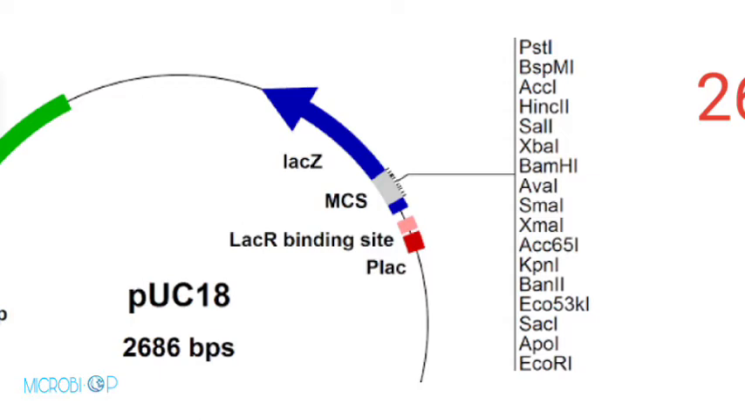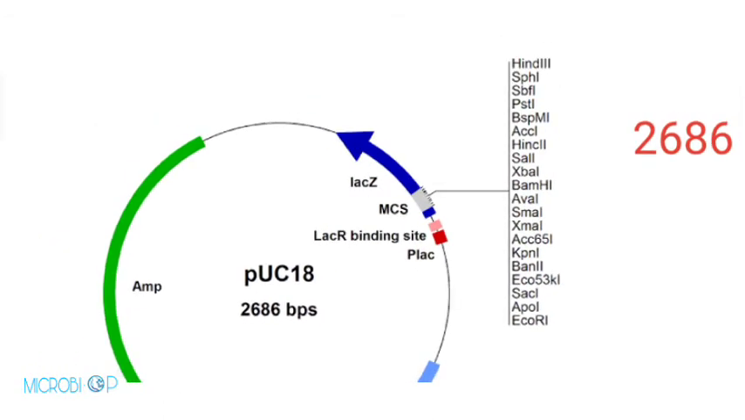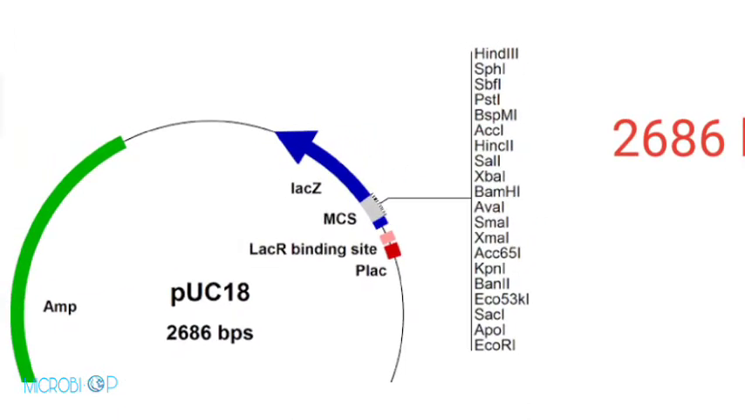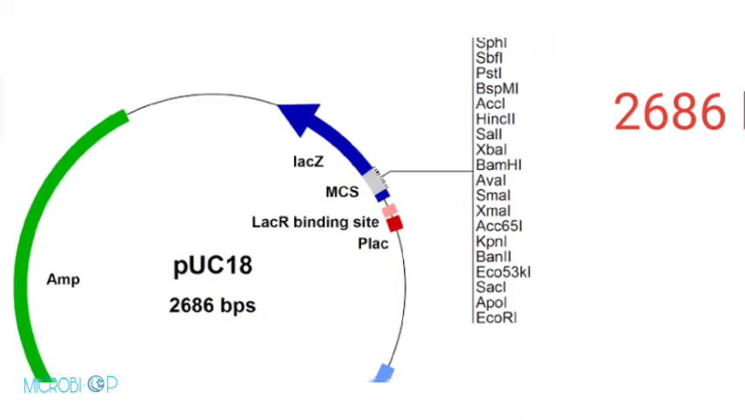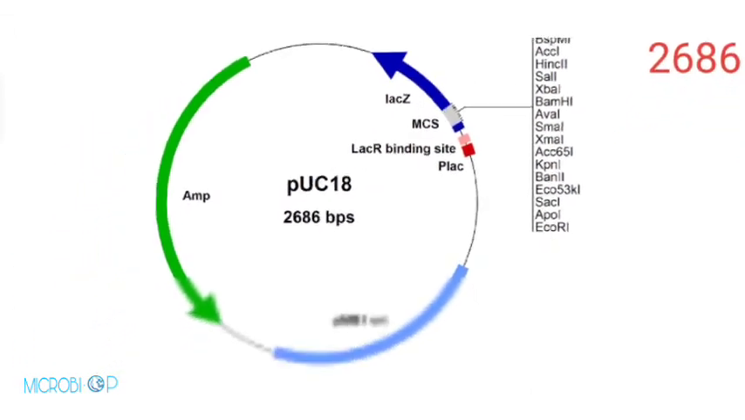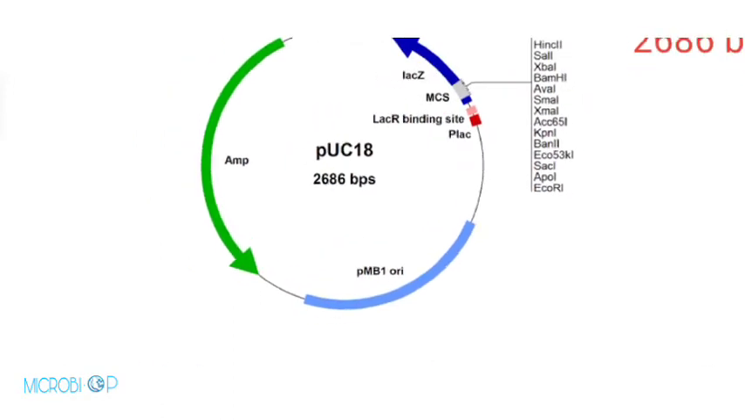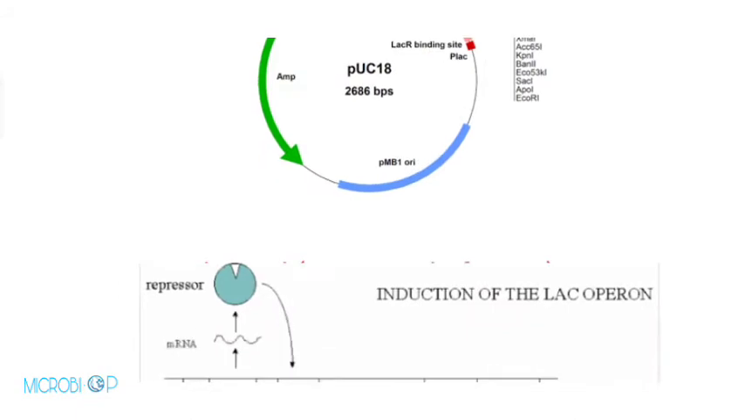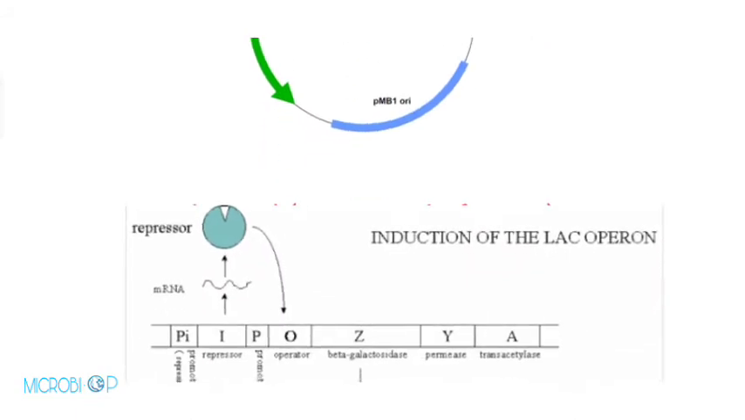The MCS consists of several restriction endonuclease sites. Now all those sites are unique. There are some examples which you can see: HindIII, SphI, PstI, XbaI, SmaI, SacI, EcoRI. These all are unique. These were the modifications of the pUC18.